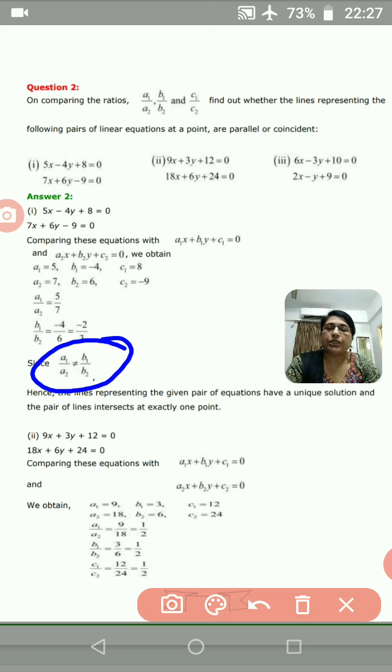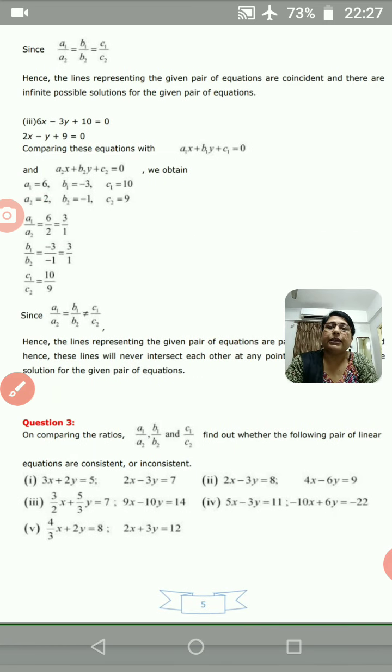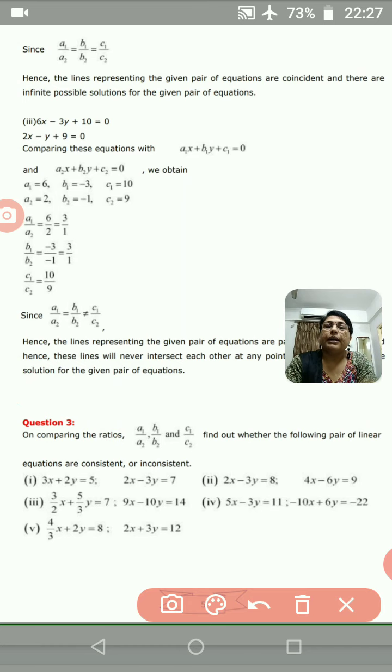And also we can say they are consistent. Now the second question. In this second question, if I take these ratios, then I get A1 upon A2 is equal to B1 upon B2 is equal to C1 upon C2. If it is this way, then we can say that they are coincident lines, and infinitely many solutions are there.